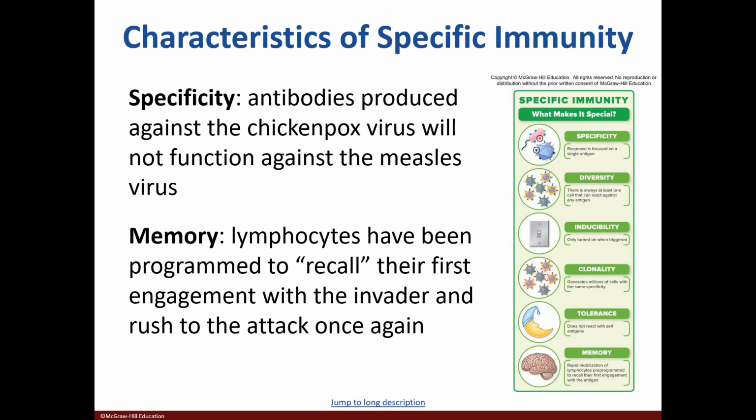Our adaptive system, or third line of defense, is specific, meaning the antibodies produced can and will only respond to one antigen. For example, an antibody specific for the chickenpox can only work against it and not the measles virus or any other. Another key fact about our adaptive system is that the lymphocytes generate a memory against antigens. The third line is also very diverse and is only turned on when needed. It also has tolerance, meaning it does not react against self cells in a healthy individual.